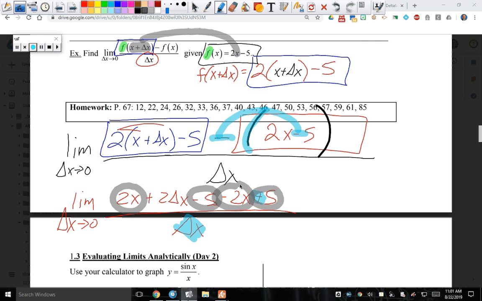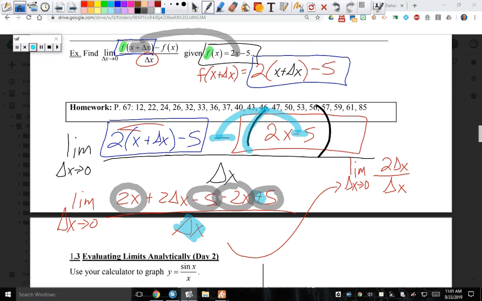So what I have left over is what in the numerator? 2 delta x. Remember, I want you to write this limit every single line, please. Will I deduct on your quiz or test if you're not doing it every single line? I will. So please write it every single line until you finally get the answer.